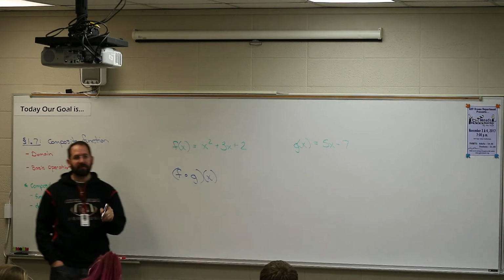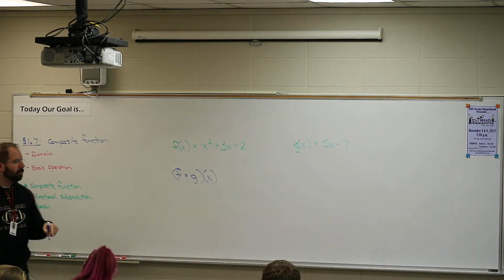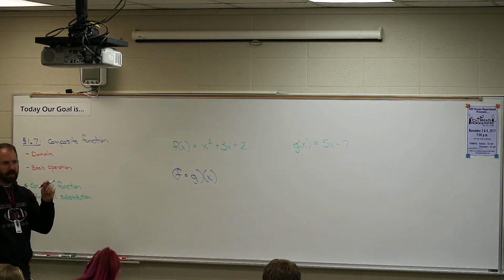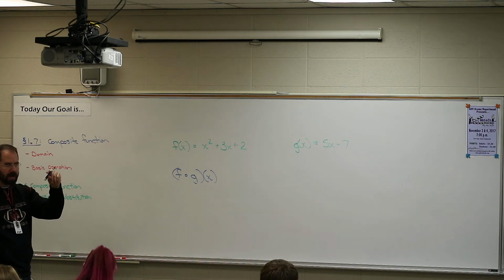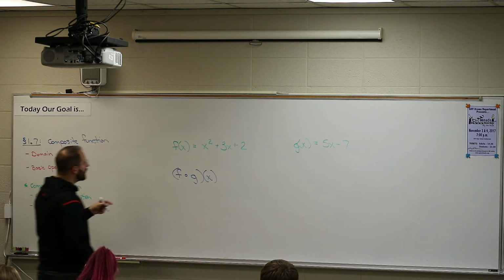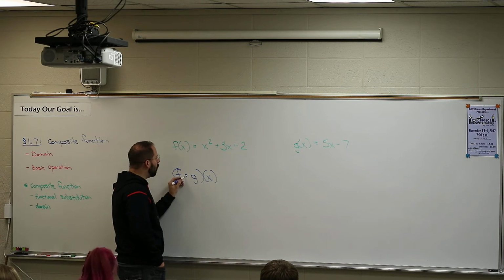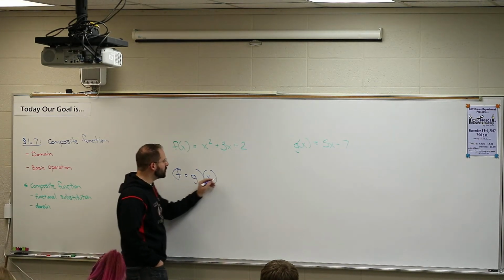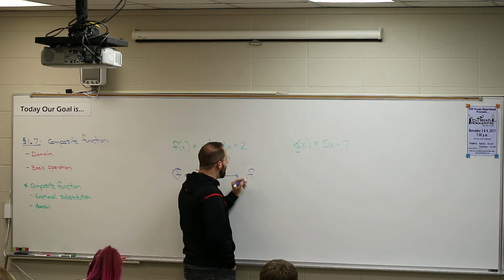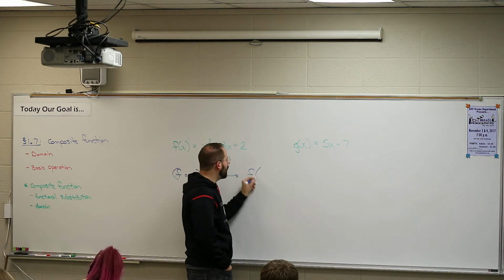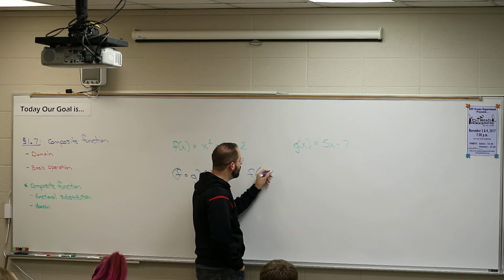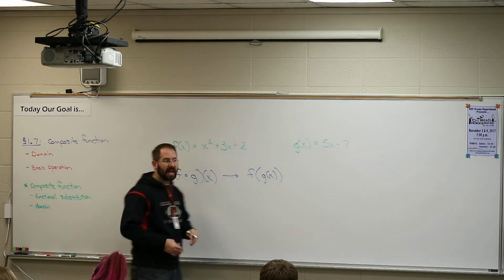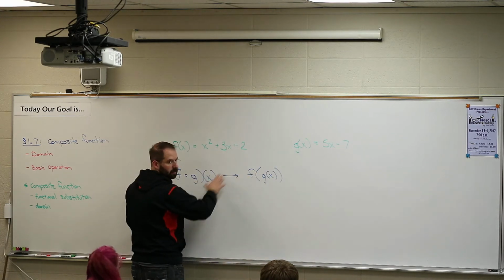A lot of people call it the fog method of doing it. It looks like a multiplication dot, but it's a little bit open on the inside. What this actually means is that we're composing g inside of f. So really, this notation means this. It means f is going to be your main function you're going to be using, but you're going to be plugging g into it. These mean the same thing to me.